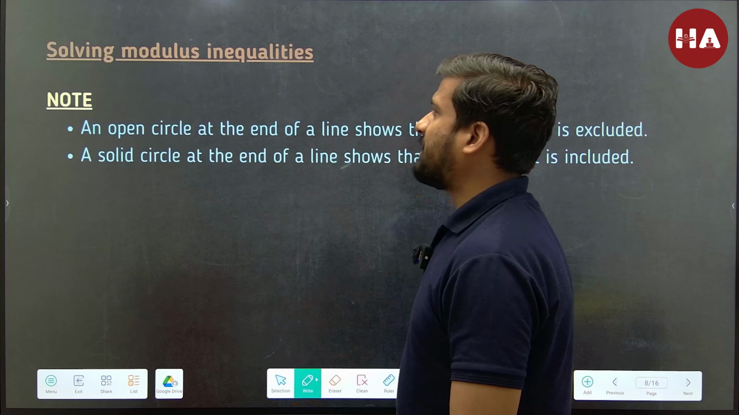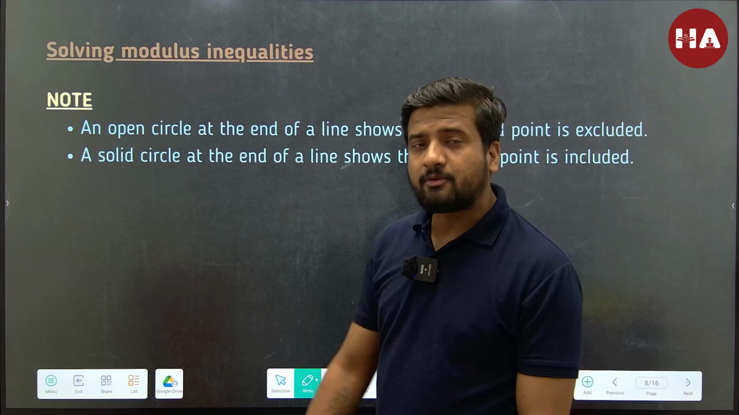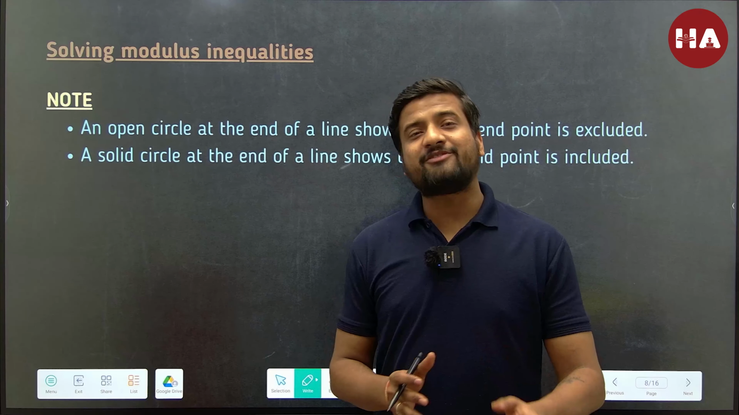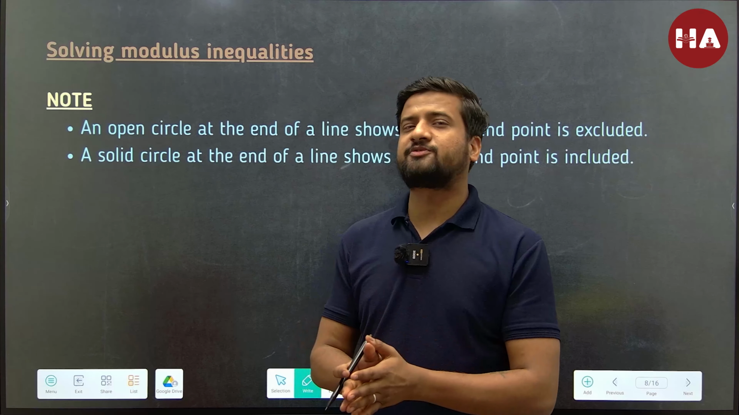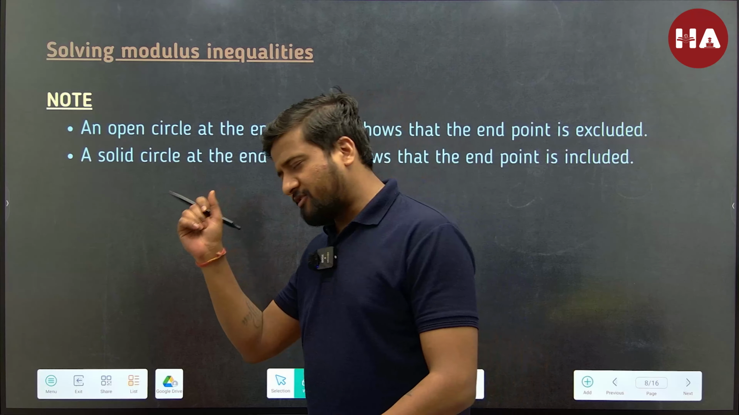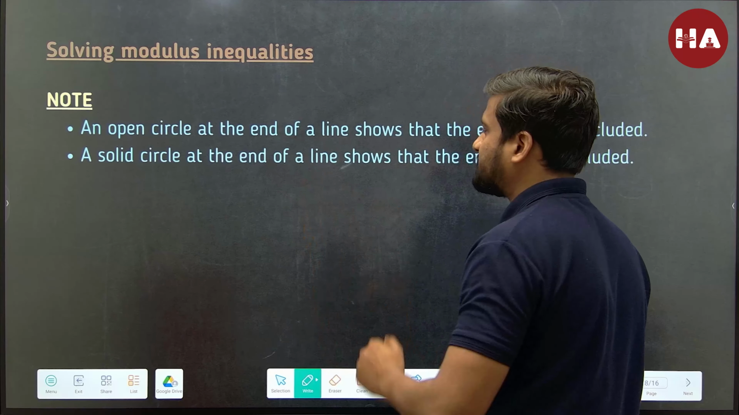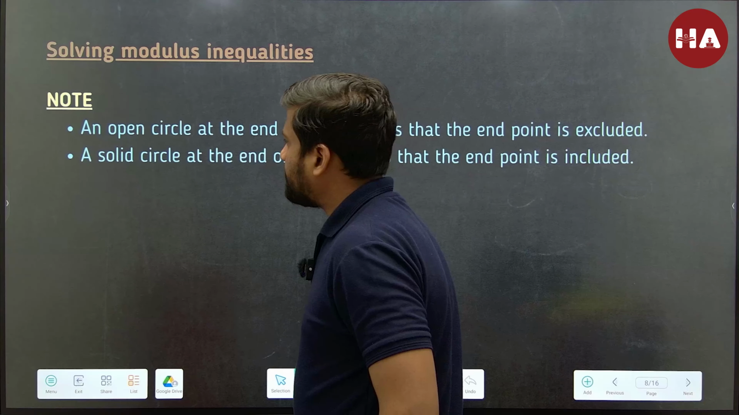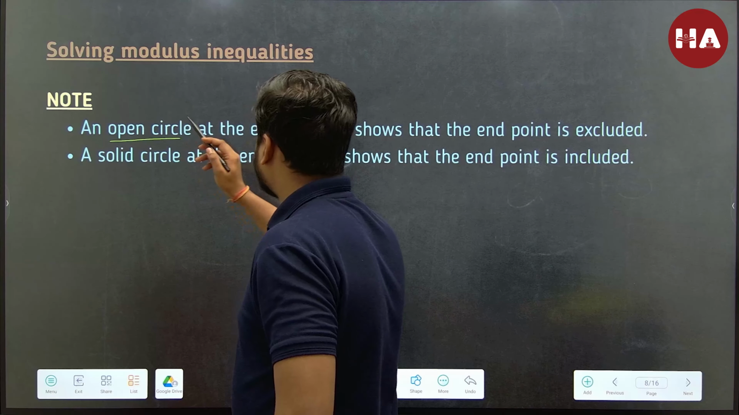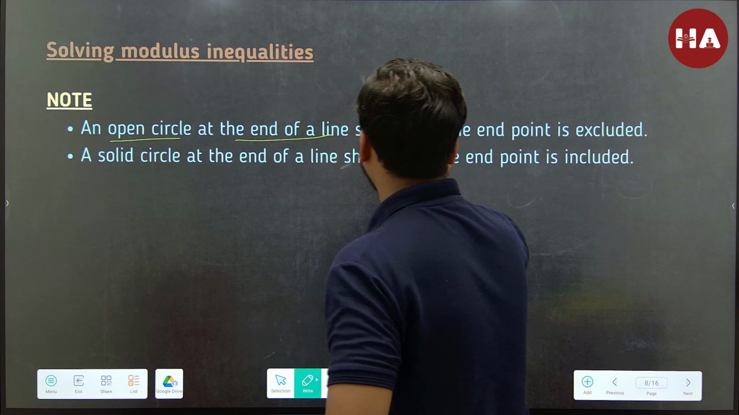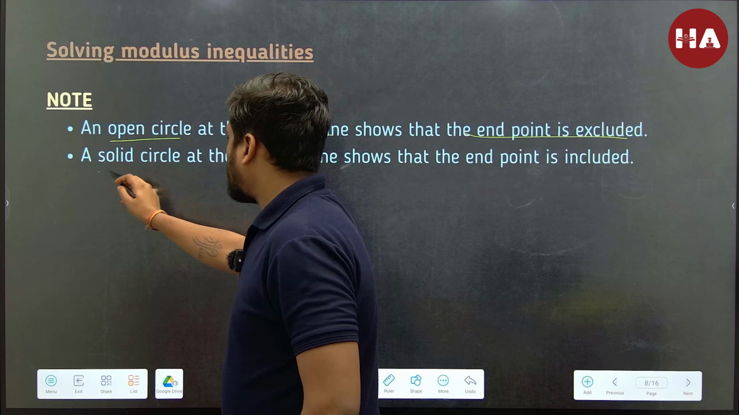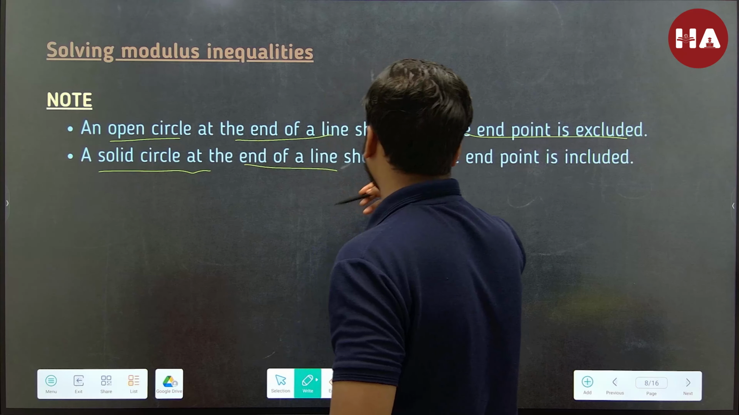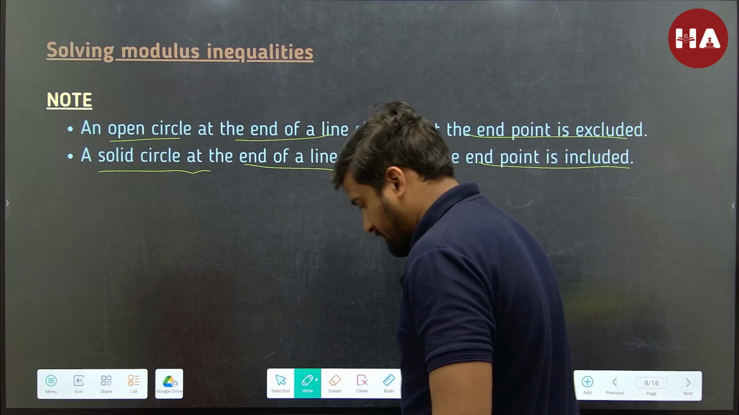And the first topic is solving modulus inequalities. If you remember, in the previous class we solved modulus functions, right? Graphs of modulus functions. So let's start with modulus inequalities. Now there's a note, let's read it out. An open circle at the end of a line shows that the endpoints are excluded. A solid circle at the end of a line shows that the endpoint is included.